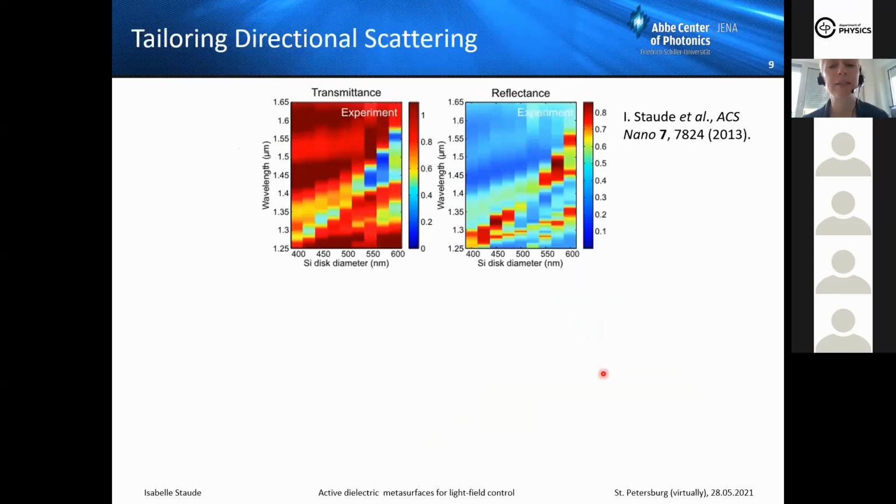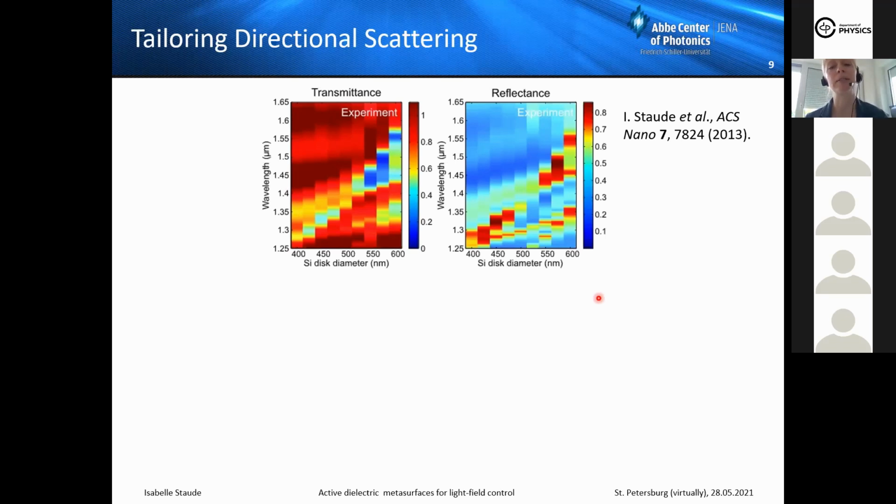So yeah, I should just show this. There may be some people who haven't seen it. So this is now quite useful. If we have these disks, there's an advantage over the sphere that we now have two geometrical parameters that we can tailor, the height and the diameter.